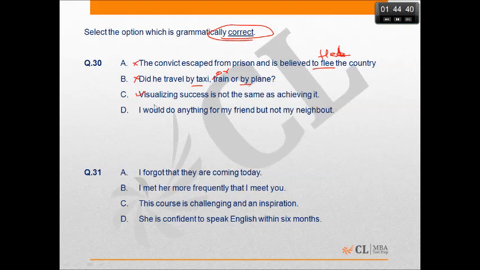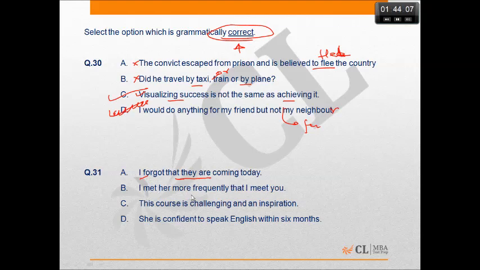So I will say this is incorrect. Visualizing success is not the same as achieving it. Yes, this seems to be correct. I would do anything for my friend, but not for my neighbor. I forgot that they are coming today. Sorry, the correct answer is C. C is the correct answer. We have to find out which is the correct statement. I forgot that they are coming today, or they were coming today. Okay, I'm not sure. I'll come back to this later.